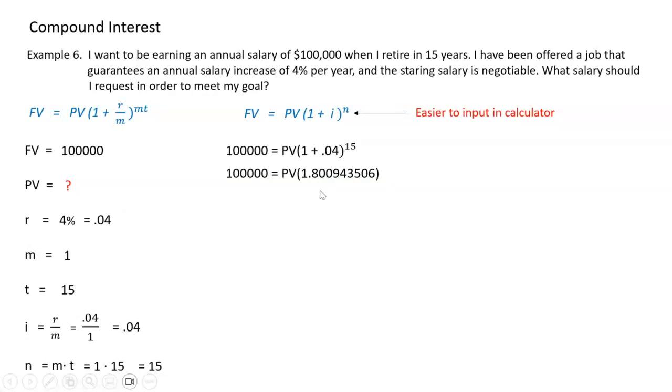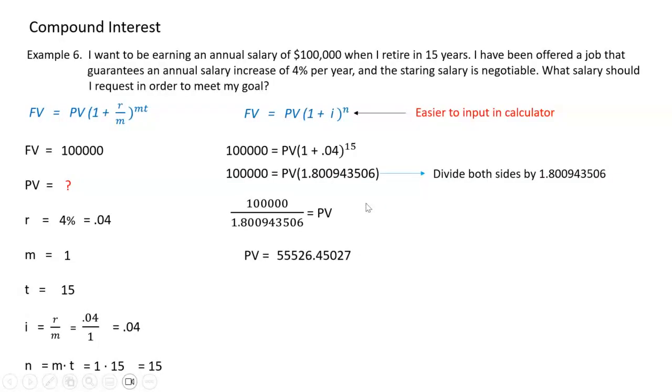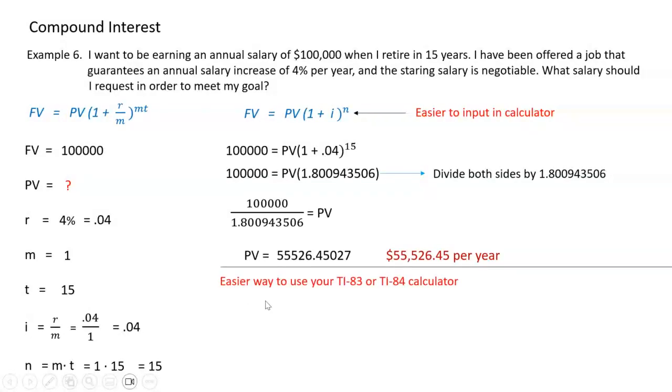Then we divide both sides by 1.8009435506. So that's my present value, which is $55,526.45. That's how much money I need to deposit now. Okay, now, check this out. Here's another way to do it, like I said, without leaving the calculator.